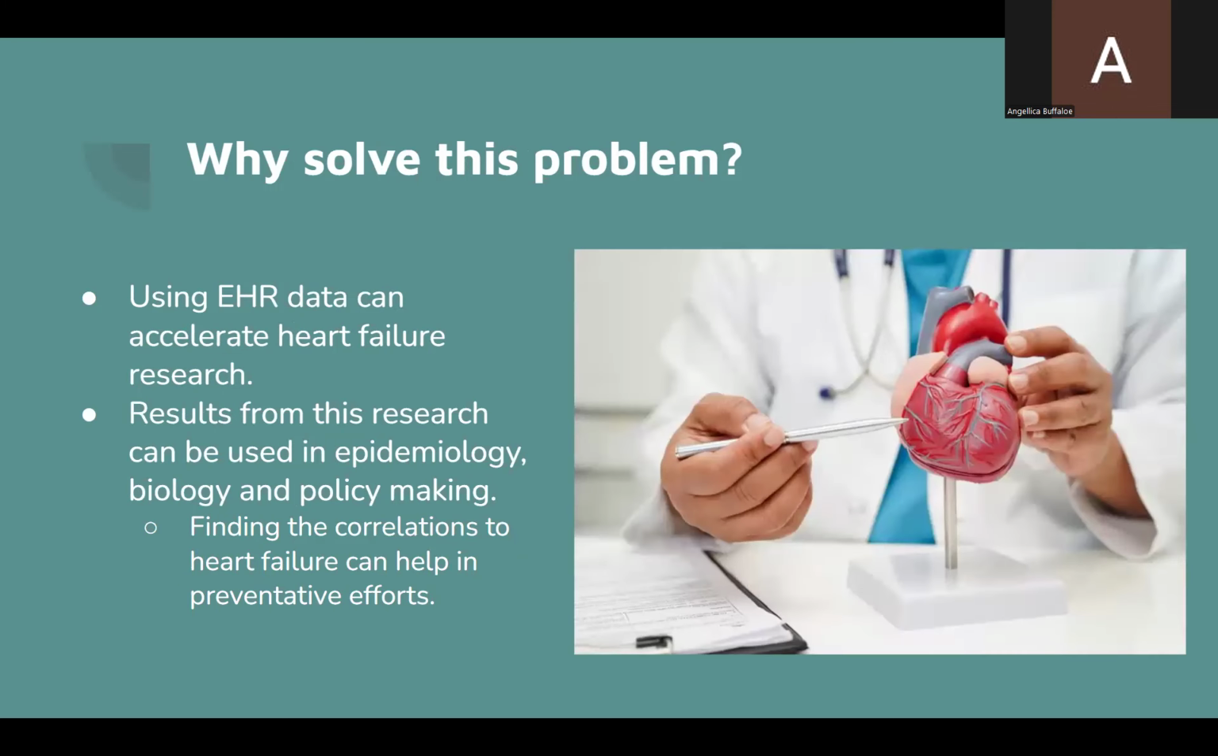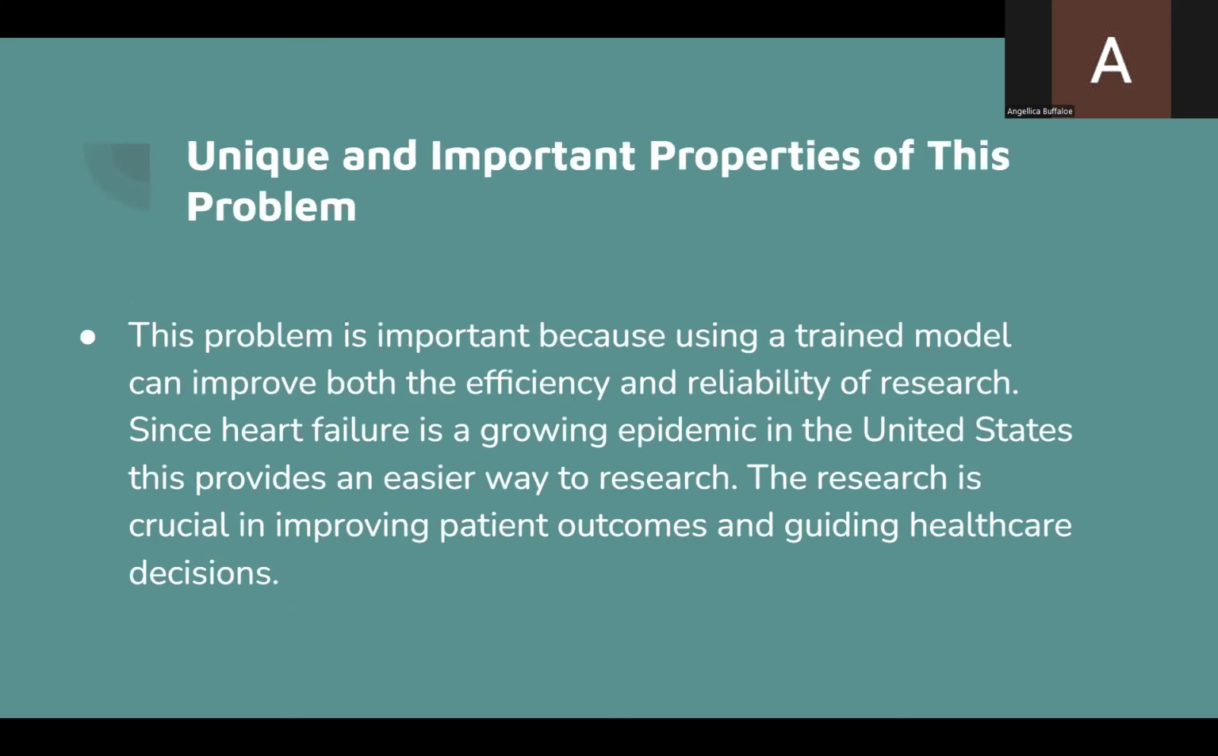What's the purpose of solving this problem? So, using EHR data can accelerate heart failure research. Results from this research can be used in epidemiology, biology, and policy making. So, finding the correlations to heart failure can help in preventative efforts. This problem is important because using a trained model can improve both the efficiency and reliability of research. Since heart failure is a growing epidemic in the United States, this provides an easier way to research. The research is crucial in improving patient outcomes and guiding healthcare decisions.